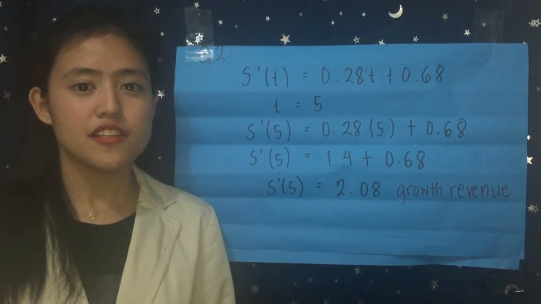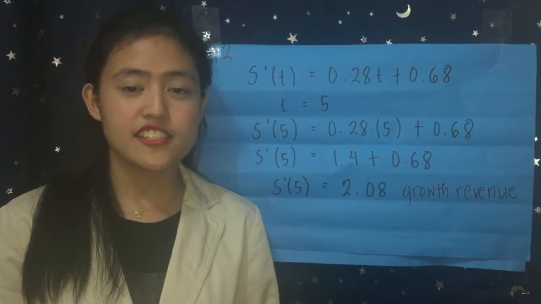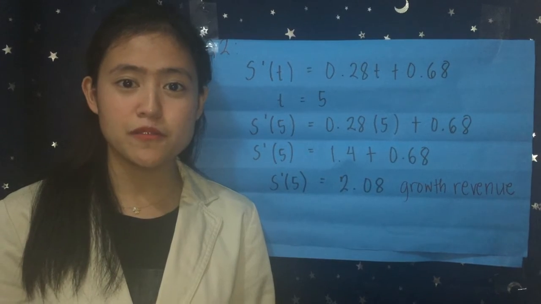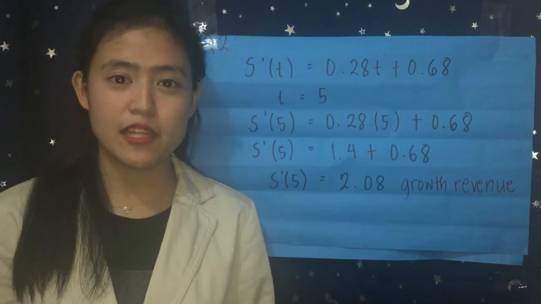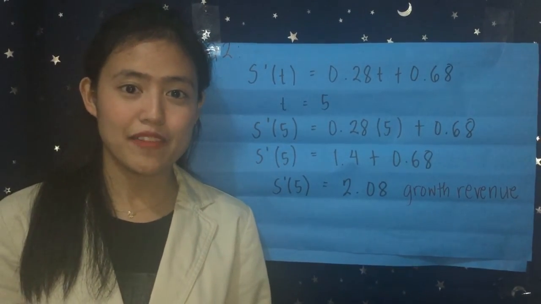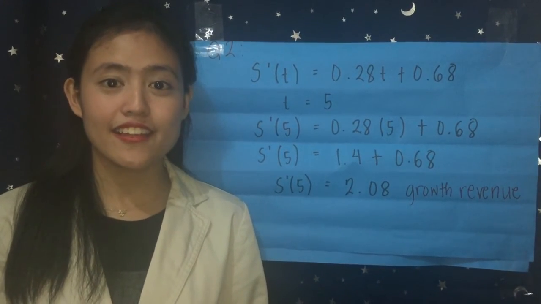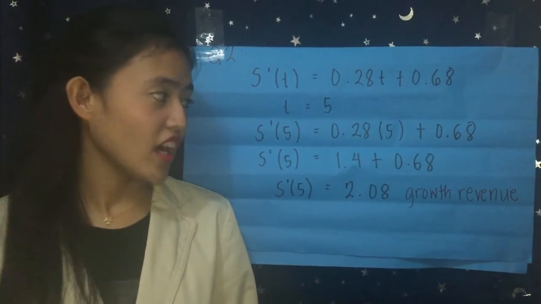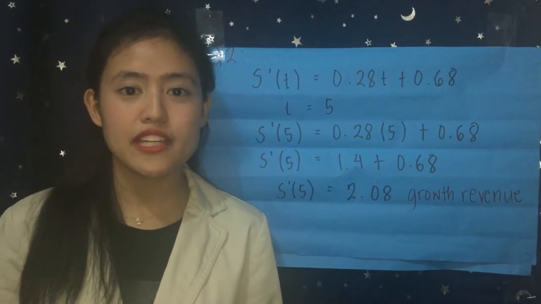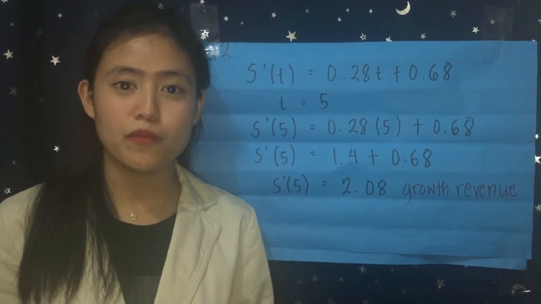Now we can get the increase by substituting again 5 for t, since what is asked here is the same as the previous question. But this time, we will substitute it into the first derivative, and it will be s prime of 5 is equal to 0.28 times 5 plus 0.68. And we will simplify it by getting the sum of 1.4 plus 0.68. And the answer will be 2.08, which means that at the start of 2002, DSPs had a growth revenue of 2.08.